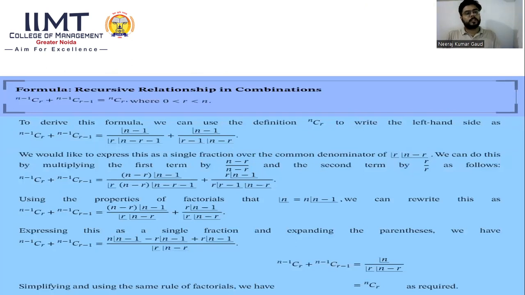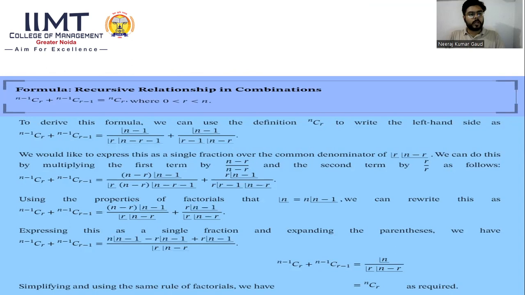Formula: recursive relation in combination. (n−1)Cr plus (n−1)C(r−1) is equal to nCr, where r is from 0 to n. To derive this formula, we can use the definition of nCr to write the left-hand side as (n−1)Cr plus (n−1)C(r−1), which comes out to be (n−1) factorial upon r factorial (n−r−1) factorial plus (n−1) factorial upon (r−1) factorial (n−r) factorial.